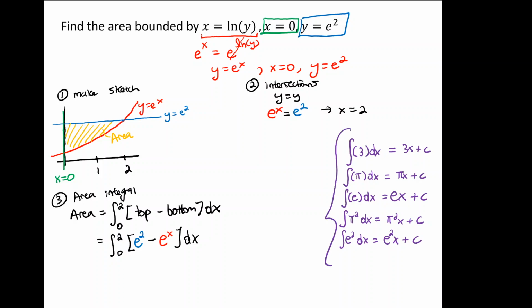So all of these things are the reasons for the next line that I'm going to write that's going to make you mad, that the antiderivative of e squared is e squared times x. The antiderivative of e to the x is just e to the x. And then we're going to evaluate this from 0 to 2. Okay, so we plug in the top bound. We get 2e squared minus e squared. Plug in the bottom bound. We get 0 minus 1.